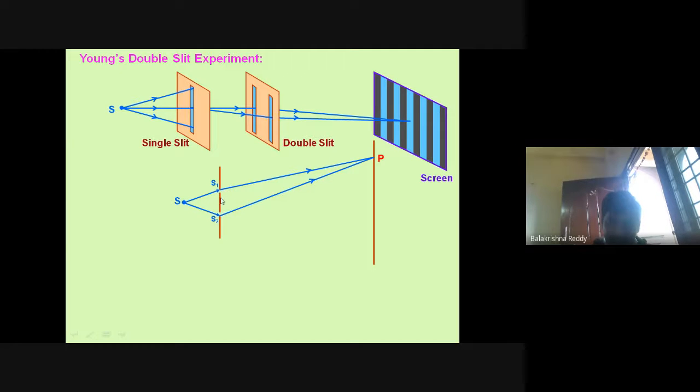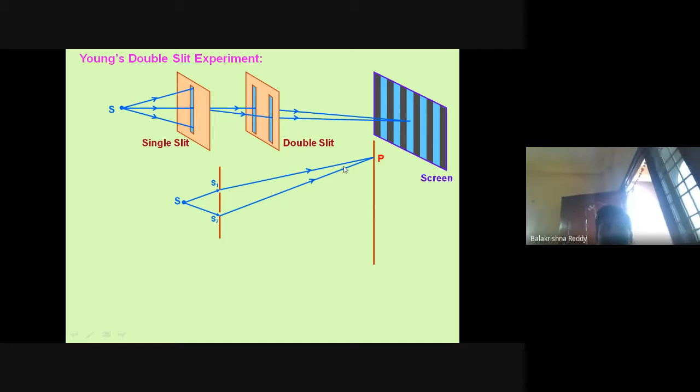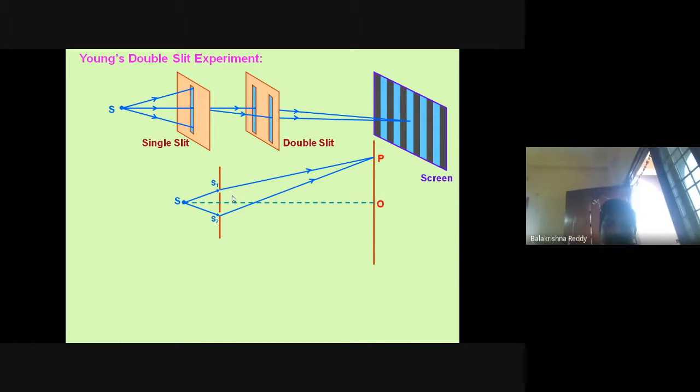Since there is a path difference between them, if I draw a line here as I showed in the previous class, this gives a path difference. This wave started early but joins late. That one started late but joins fast. This means there is a path difference between these two. And the light which goes straight, which forms at the center O, is a bright fringe, or central maxima, or central fringe, we call it. The distance from the central fringe to P is taken as the position of the fringe.